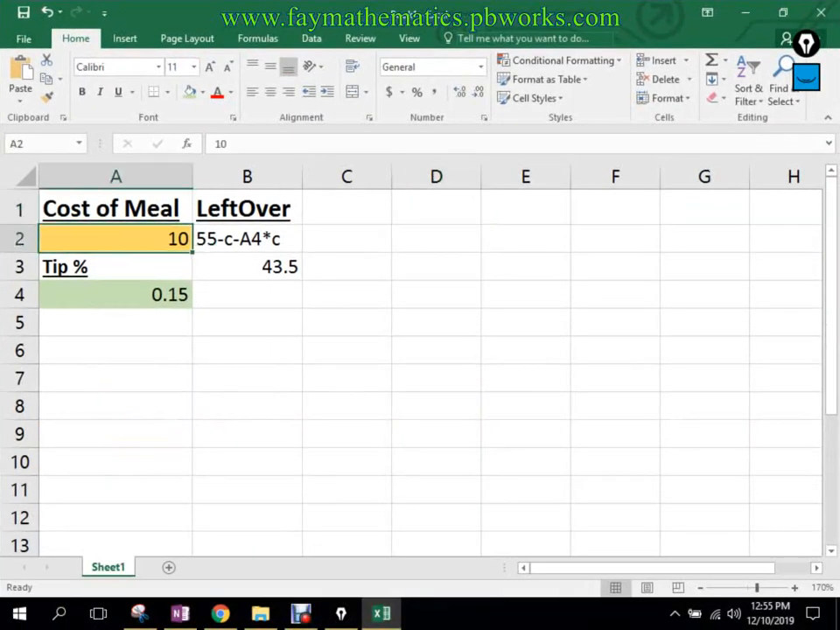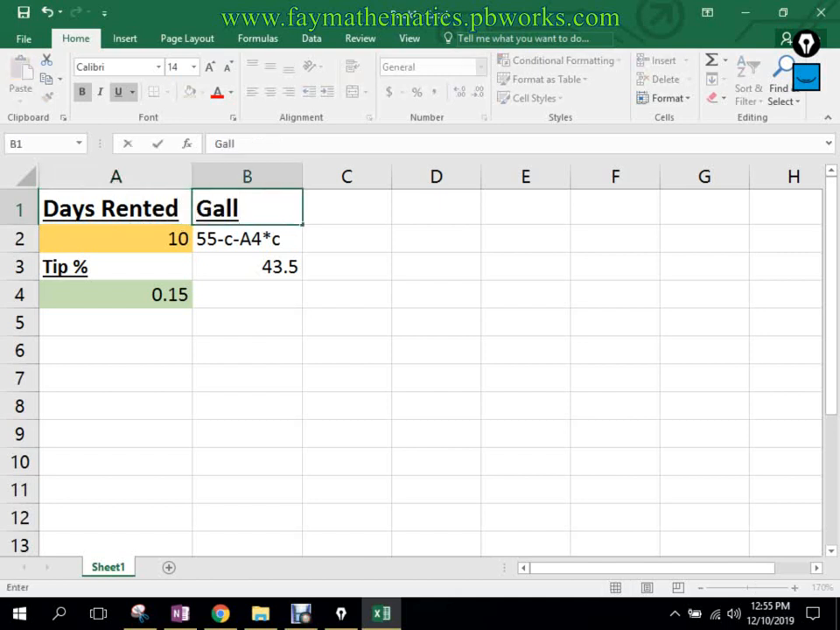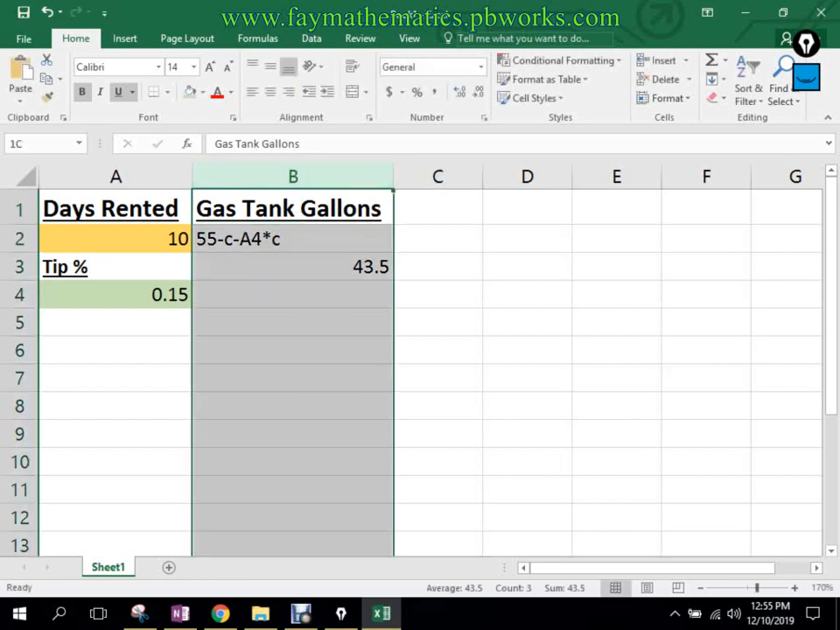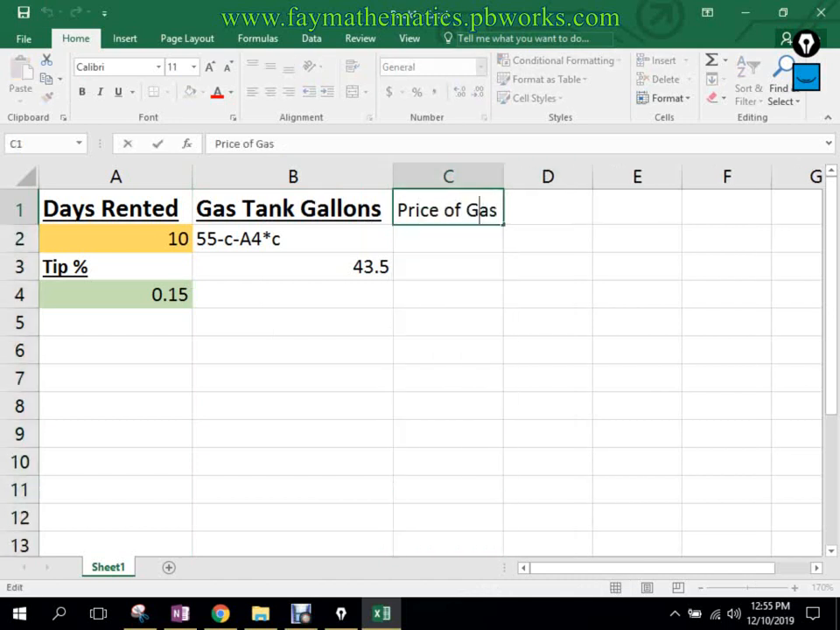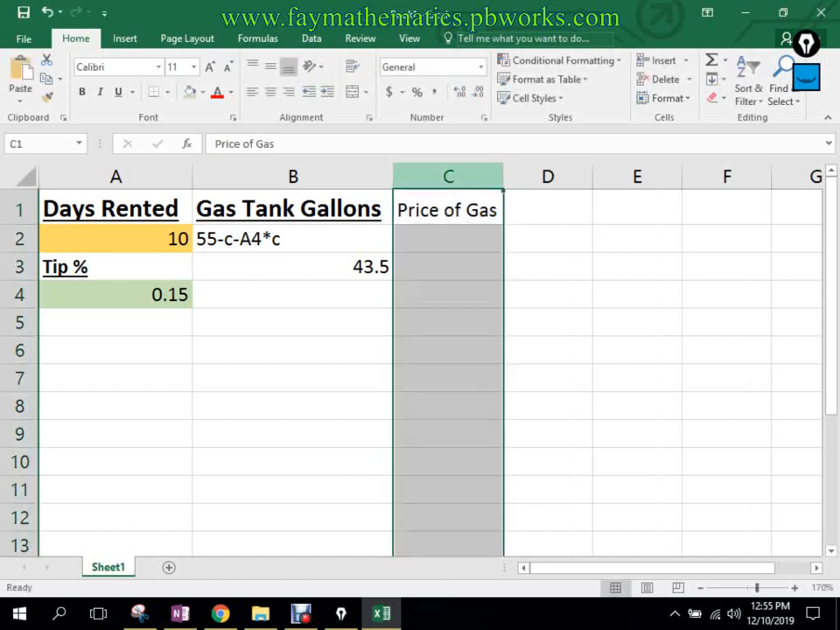They've got something that is written in here, so they'll say, I'll just put days rented, okay? They'll have something for, I'll just say, gas tank gallons, okay? And then maybe they'll have something here that says current price of gas, and that's something they can change daily, okay? Let's see here, Control B, okay.